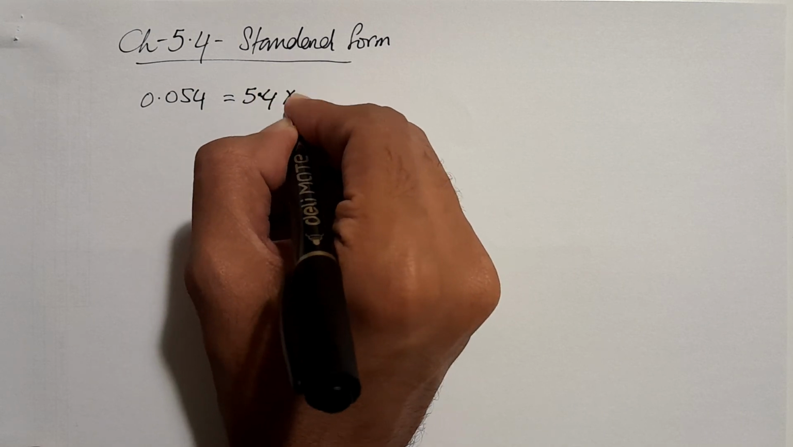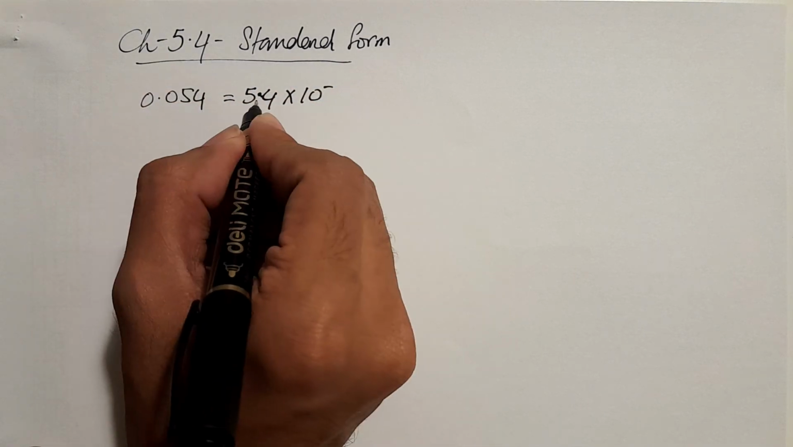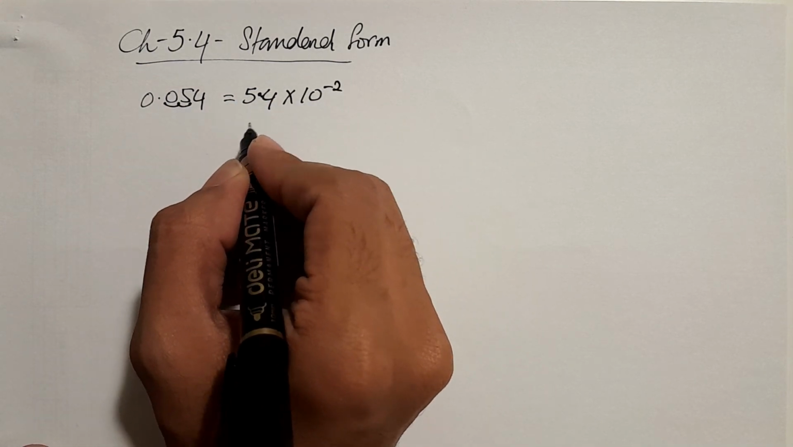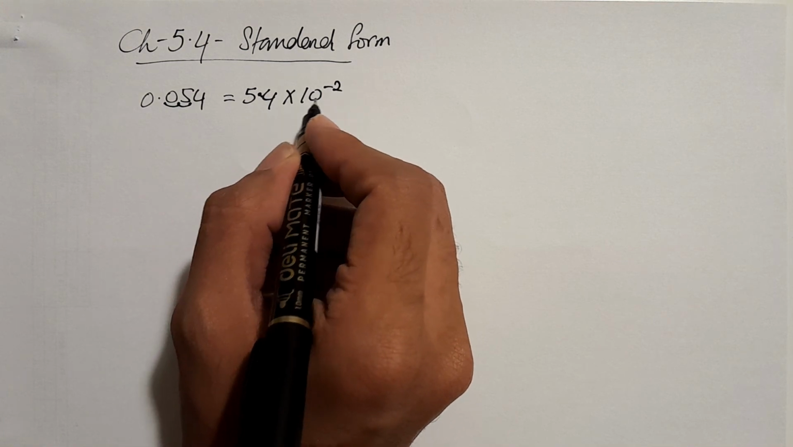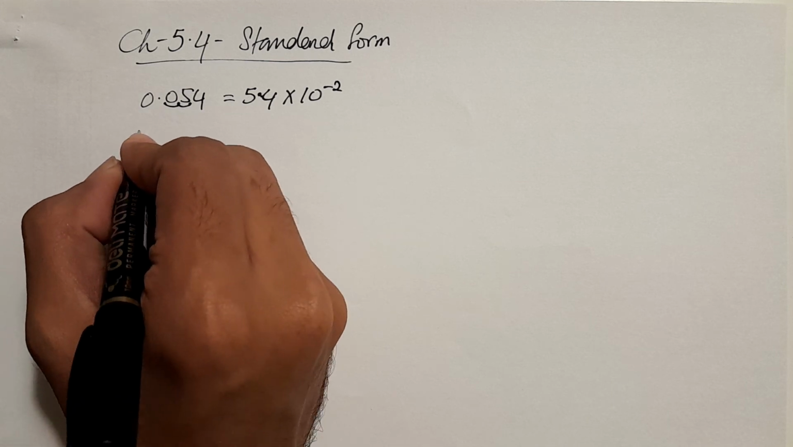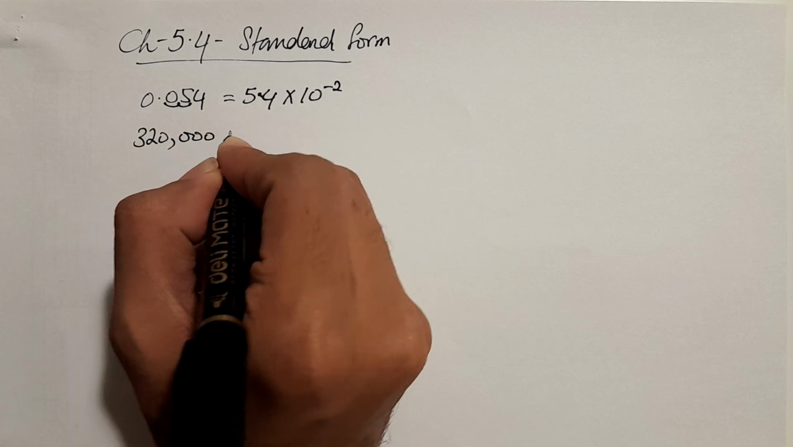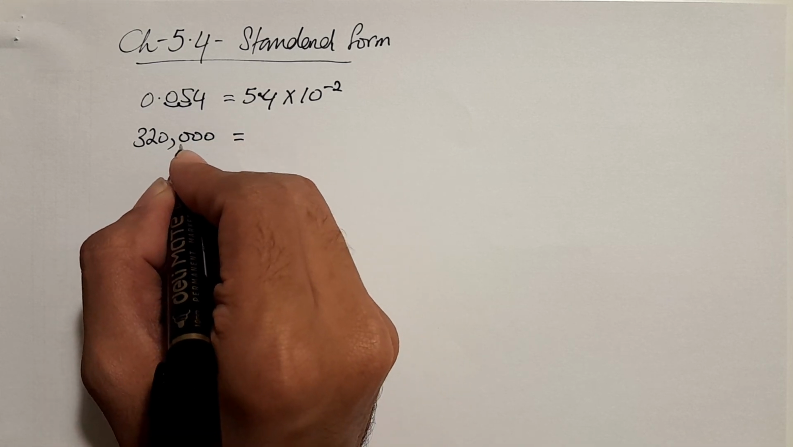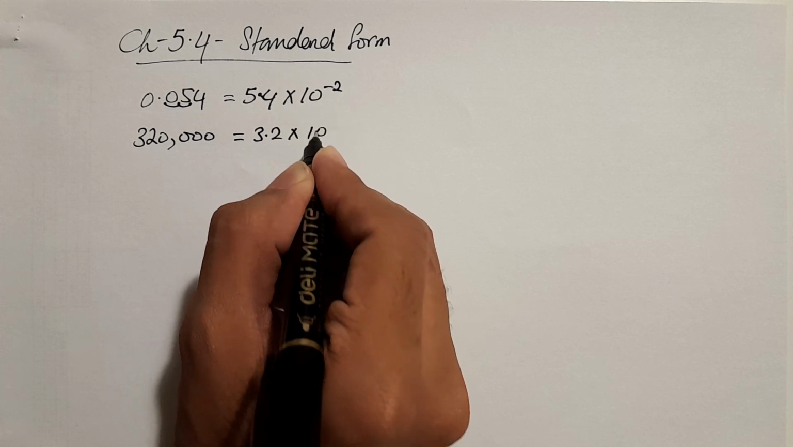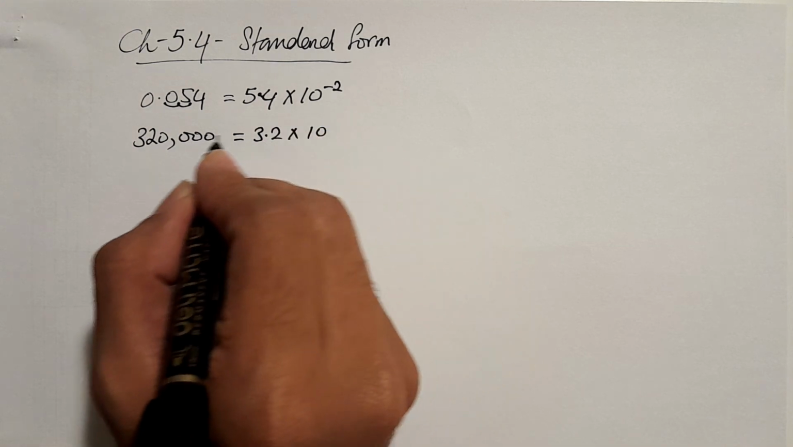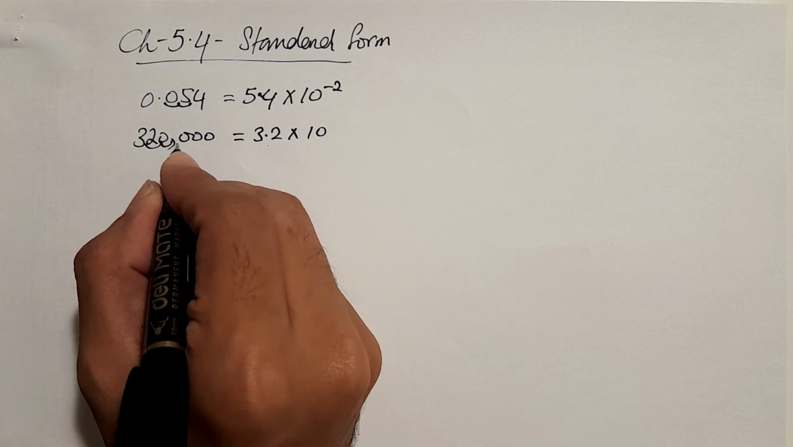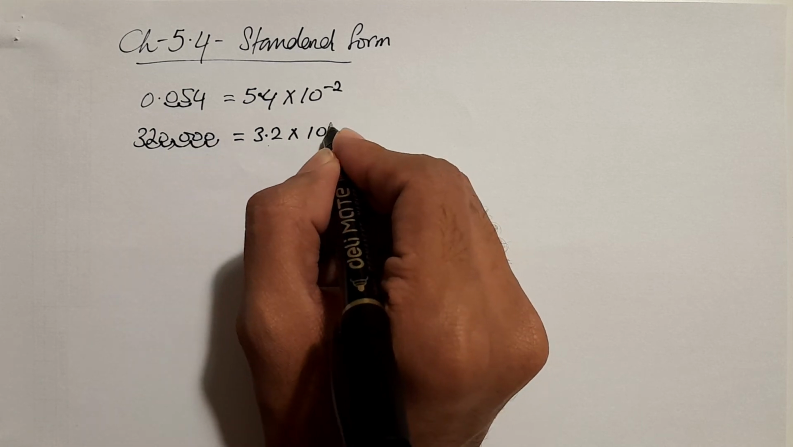5.4 multiplied by 10 to the power of minus. So how many times? 1, 2. So minus 2. So this will be 5.4 multiplied by 10 to the power of minus 2. Another example is, we have 320,000 and we have to write this in standard form. We write 320,000 as 3.2 and then multiply this by 10, and the power will be the number of zeros that have to be added to 3.2. So 1, 2, 3, 4 and 5. So 10 to the power of 5.